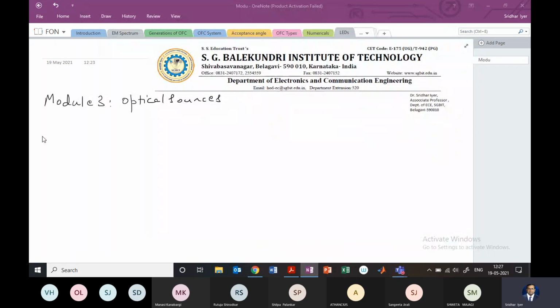So good afternoon, students. We'll start with module 3 of fiber optics and networks. And module 3 actually deals with three parts. So the first part is optical sources. The other part is optical detectors. And then the last part is receivers.